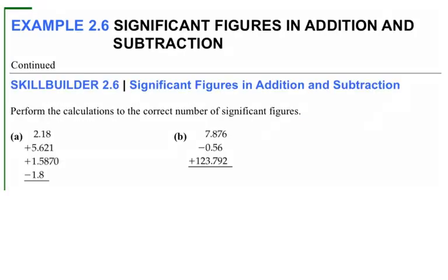Okay, so we're going to finish up with two final samples here. Our first one is 2.18 plus 5.621 plus 1.5870 minus 1.8. Go ahead, plug those numbers into your calculator. Let's see what you get.